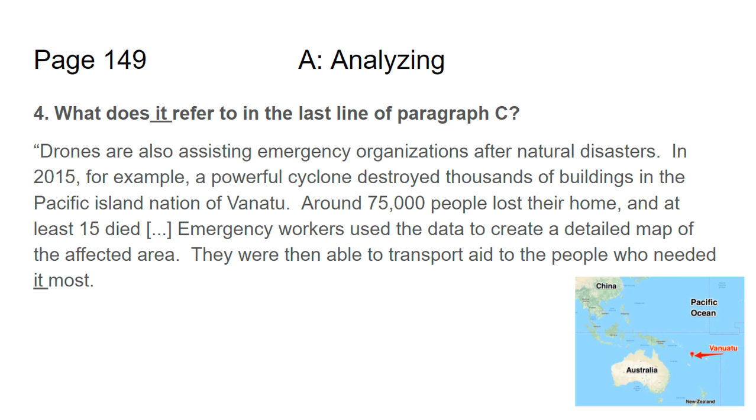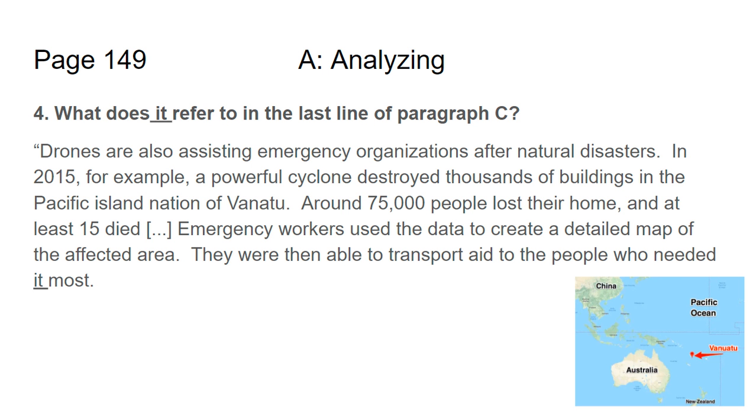Okay, drones are also assisting emergency organizations after natural disasters. In 2015, for example, a powerful cyclone destroyed thousands of buildings in the Pacific island nation of Vanuatu. Around 75,000 people lost their home and at least 15 died. Emergency workers used the data to create a detailed map of the affected area. They were then able to transport aid to the people who needed it most.